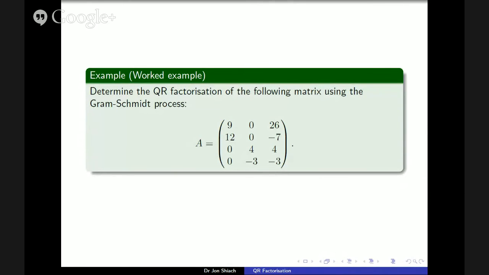Okay, and I should probably stress at this point that these numbers have been deliberately chosen to give us nice arithmetic. In practice, you don't normally get nice arithmetic because there are things like square roots floating around. Okay, so this is the worked example. Notice in this example, we've got more rows than columns. So we couldn't use LU factorization on this, but we can calculate QR factorization.